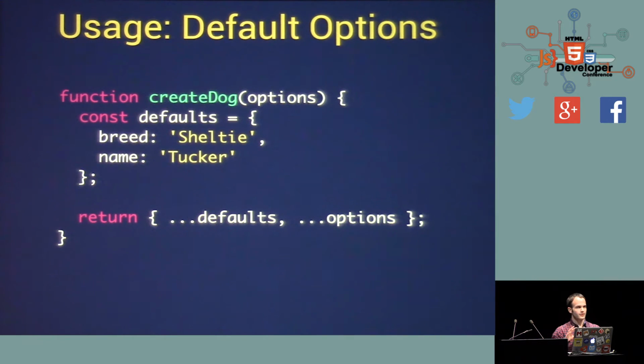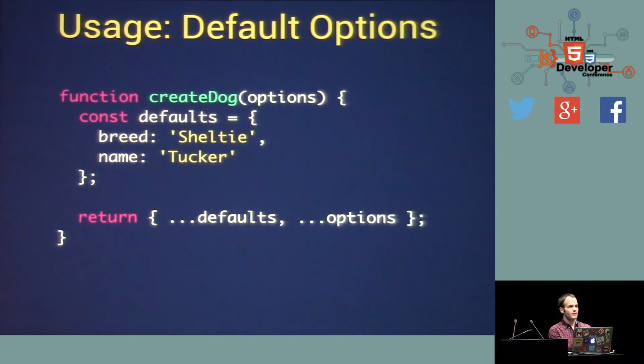Now let's look at a couple good use cases for the spread operation. I have this function, createDog, which takes in options, and then it has some defaults. My default dog, the breed's going to be a Sheltie, the name's going to be Tucker. And then when I actually create the dog, I'm going to return a new object. The first thing I'm going to do is spread out the defaults. At that point, I've just created a clone of my defaults. Then I'm going to spread out the options.